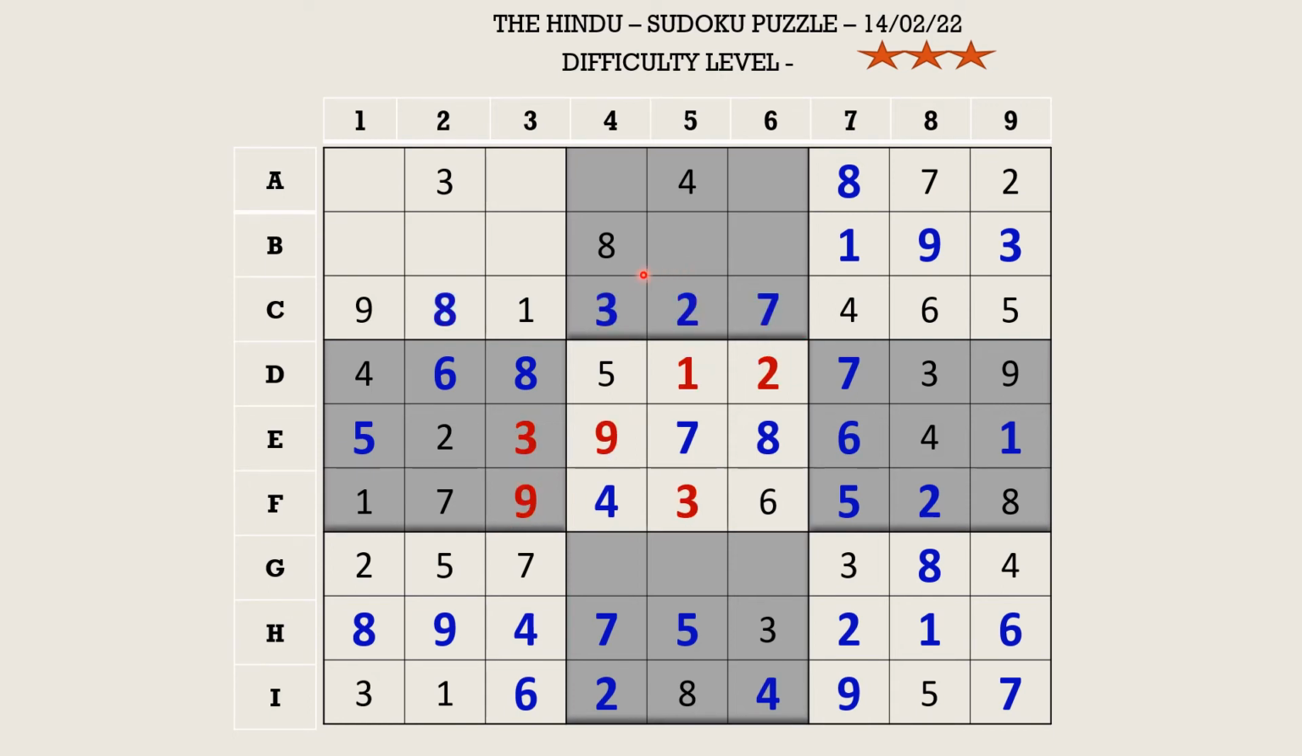Let's try to fill the second block. There is 1 and 9 in B row which blocks these two cells. So 1 and 9 goes in these two cells, that is A4 and A6. We have a 9 here in the fourth column. So A4 takes 1 and A6 takes 9. Now the missing numbers are 5 and 6. There is a 6 here in sixth column blocking here. So B6 takes 5 and B5 takes 6.